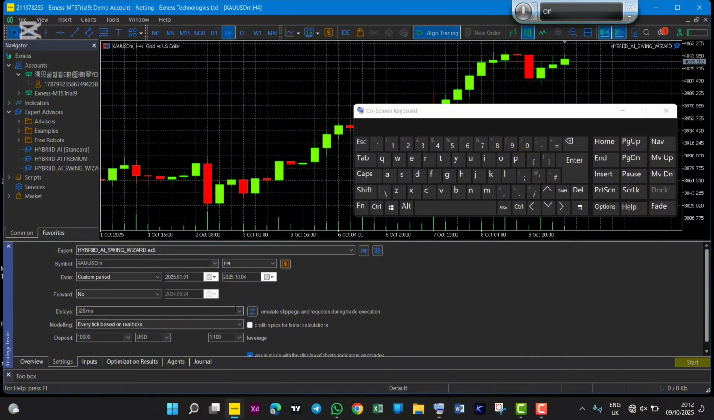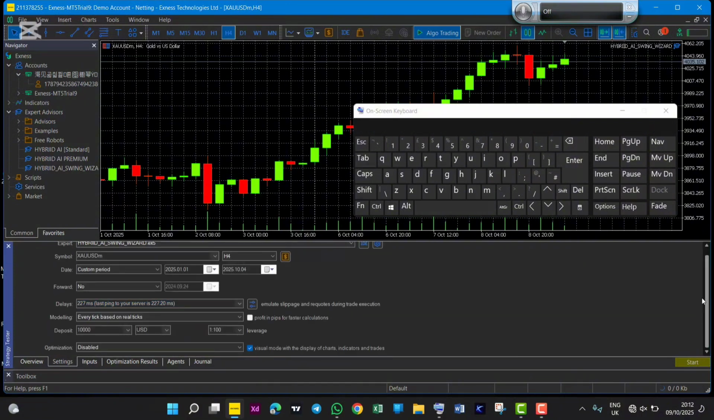Then for delays, let's use the realistic delays based on our broker setup. Then modeling, every tick based on real ticks. So we want to simulate exactly how the robot would have traded if we were running on a real account. So I'm done with that.